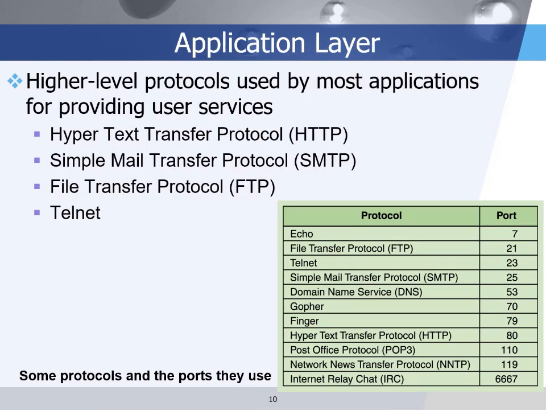In the application layer, there are some high-level protocols used by most applications, like the HTTP protocol, which means the Hypertext Transfer Protocol. HTTP is used to transfer web pages. SMTP, Simple Mail Transfer Protocol, is used to transfer mail. FTP is used to transfer files. Telnet is used to remotely log into another computer.